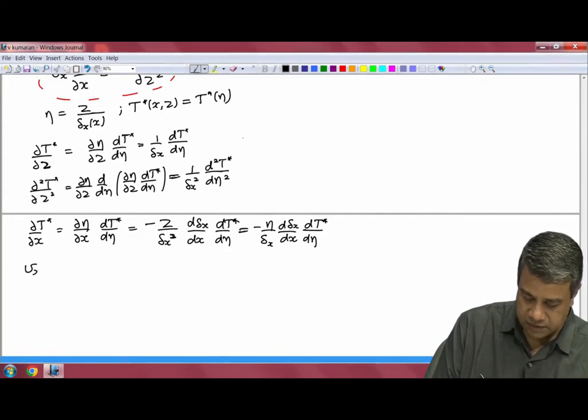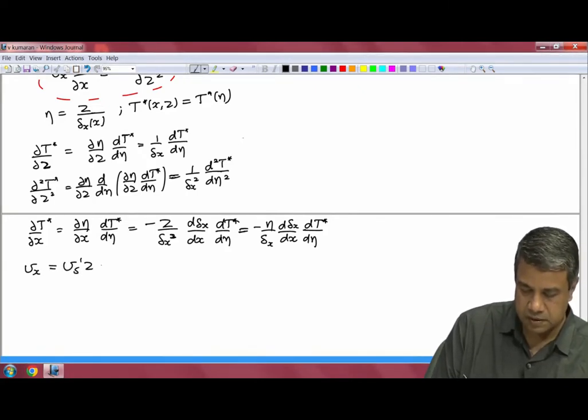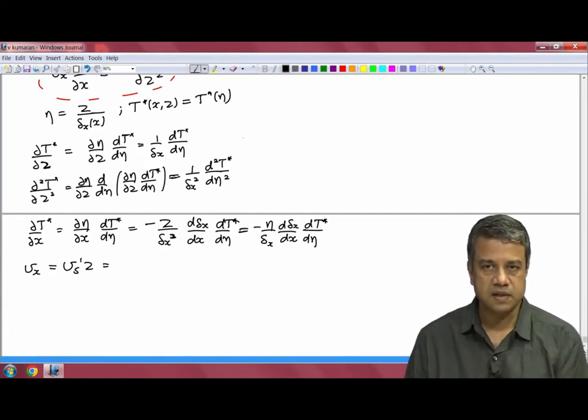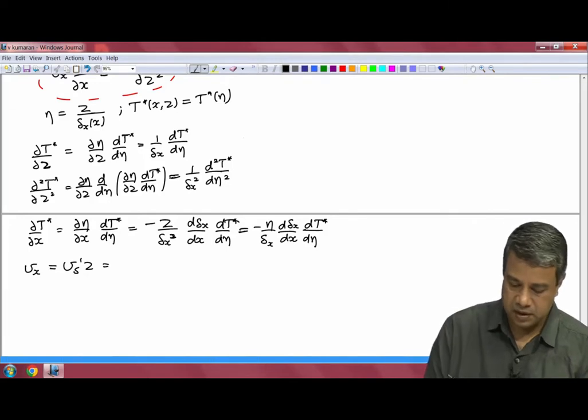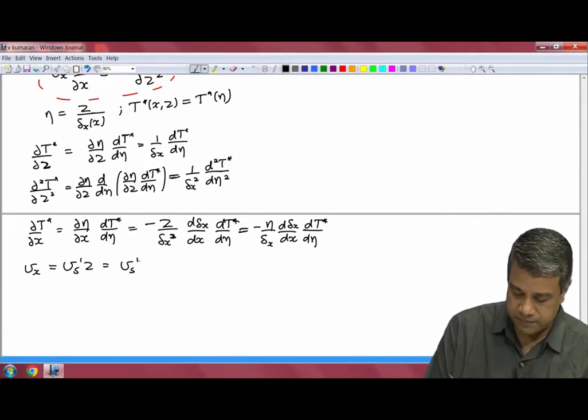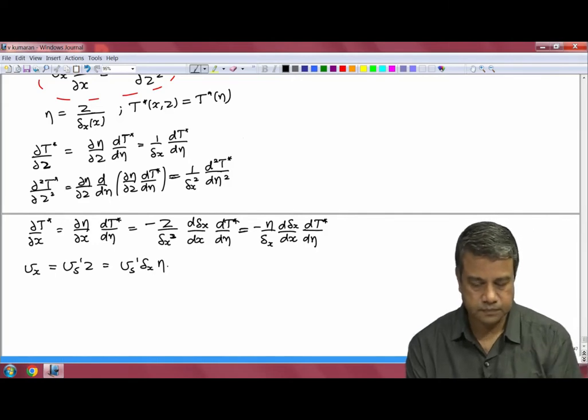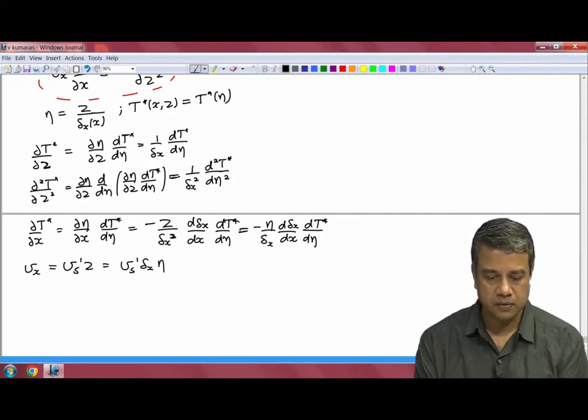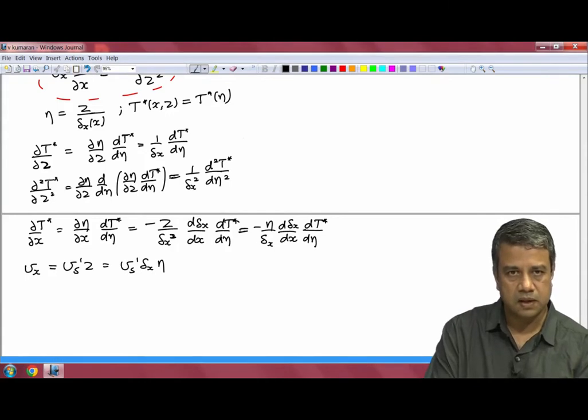Vx close to the surface is Vs prime z, where Vs prime is the strain rate at the surface, dVx by dz at z equal to 0. And I can write this as Vs prime delta x times eta. Substitute into the equation.